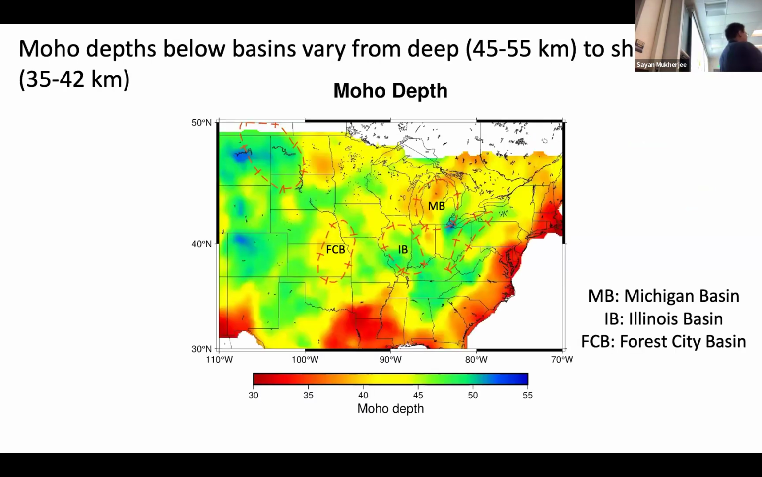Our synthesized Moho depth model reveals that Moho depths in the North American craton vary from about 35 kilometers to 55 kilometers. Under the basins, we can see that the Illinois Basin has a relatively deeper Moho depth compared to the Forest City Basin and the Michigan Basin. Whereas when we move to the west part of this map, the Moho depth generally increases to about 50 kilometers.